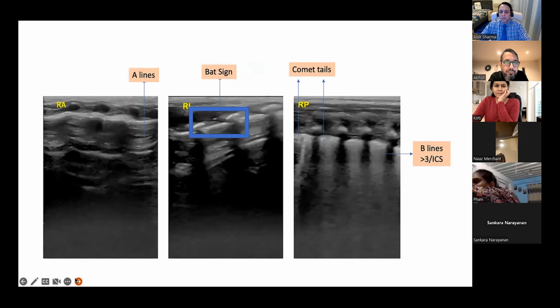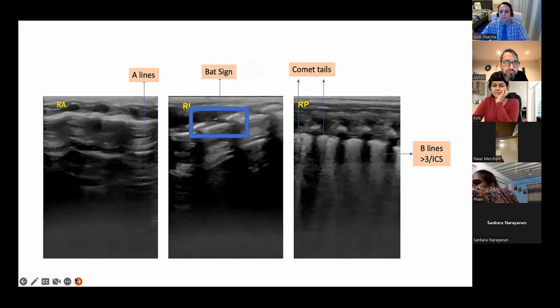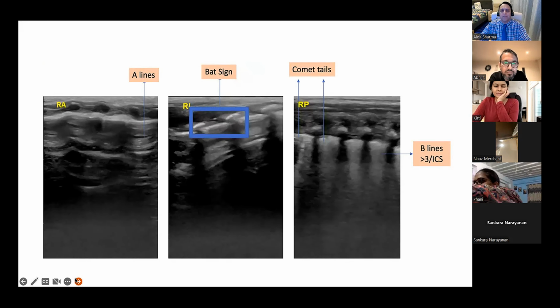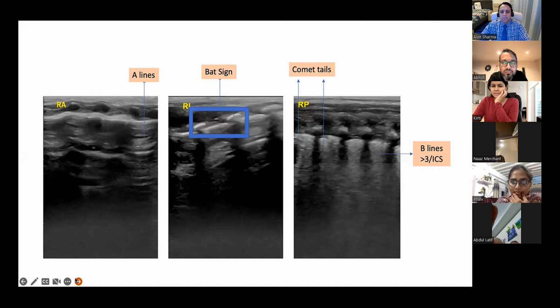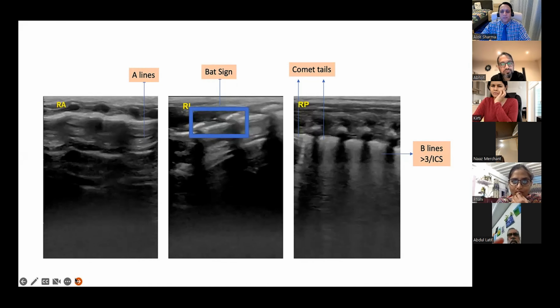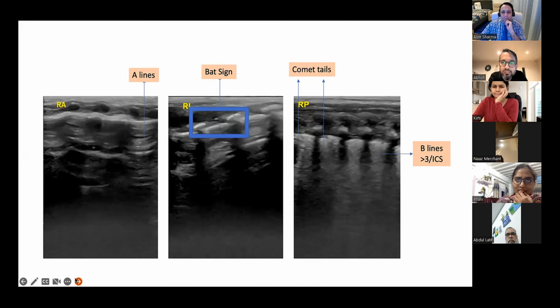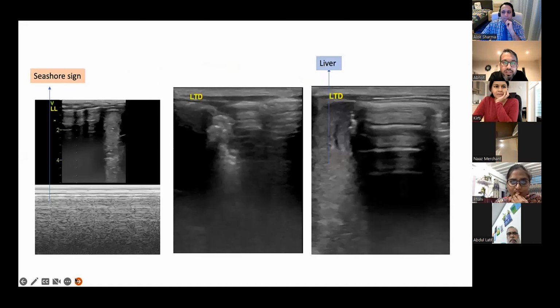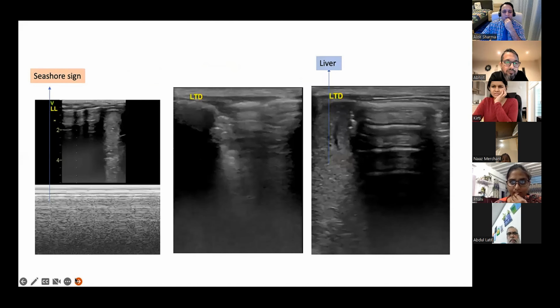Then in the right anterior, I suppose those are the A lines. That's the bat wing sign that I've tried to show in the right lateral and the right posterior. I think that next to the B lines, those small ones are the comet tails, which I might be wrong, but I thought the tinier ones are the ones which are not going all the way deeper down. Then I tried to take the seashore sign. Is that clear, or it didn't seem like a real seashore that you see in the textbooks?